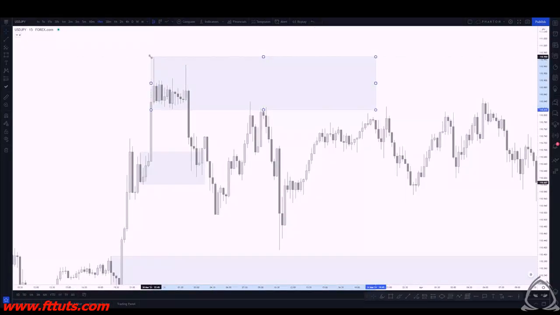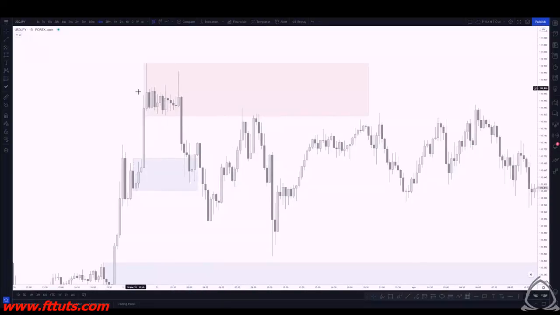I wouldn't necessarily be including this wick in my supply zone for a couple of reasons. One, because it does extend the supply zone quite rapidly, and we're more interested in what's happened just before that move that expanded to the downside. But that being said, if we do a really quick measurement of how much this zone really gets added onto, it's roughly 2.5 pips. Is 2.5 pips really going to make or break your supply or demand zone? Not necessarily. So it's not a huge issue.